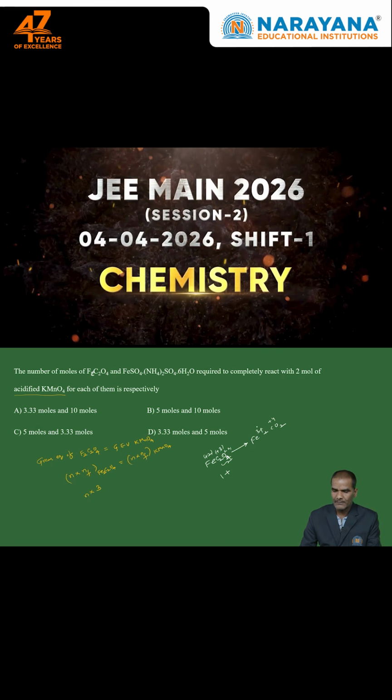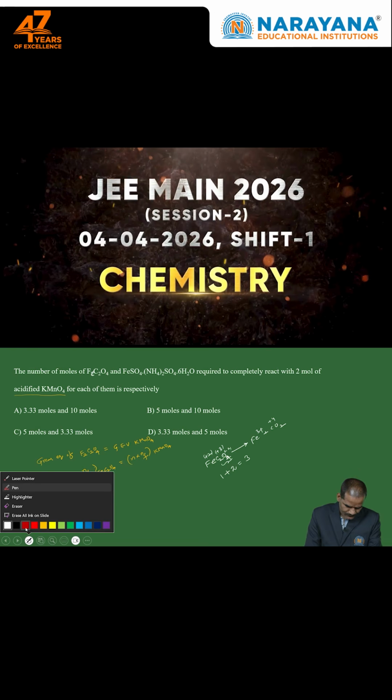So per each carbon, the oxidation state change is one. For 2 carbons, the total oxidation state change is 2. So the overall oxidation state change with respect to iron and carbon is 3. Hence the N factor for ferrous oxalate is 3. So here, this is FeC2O4.